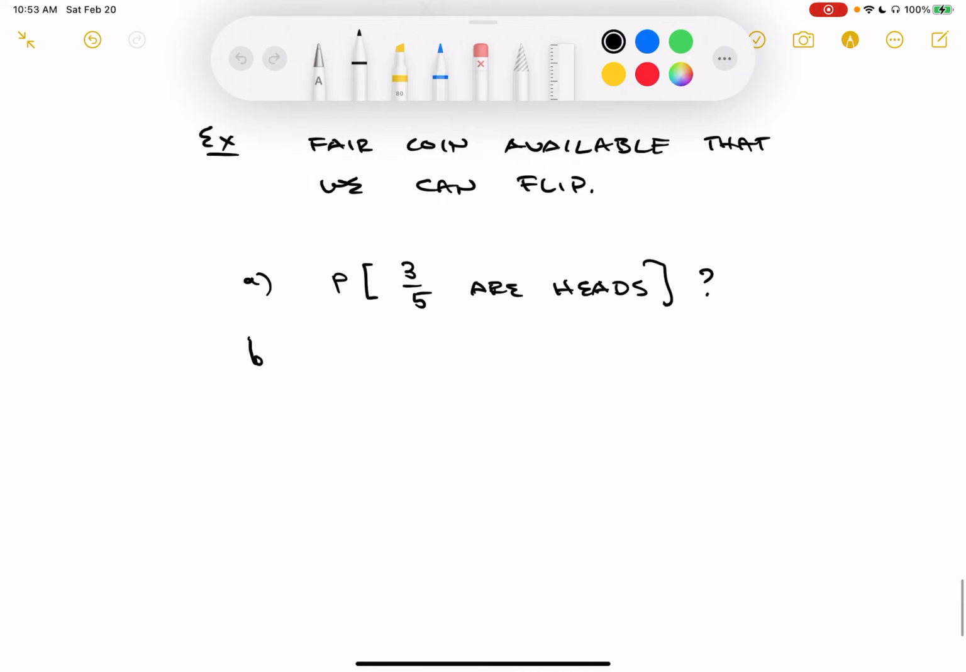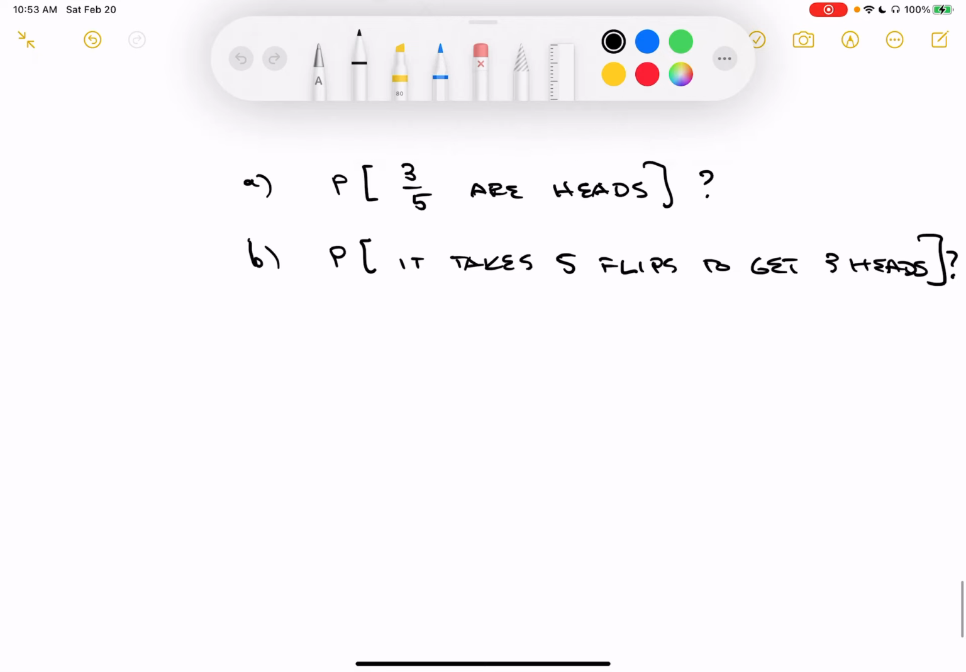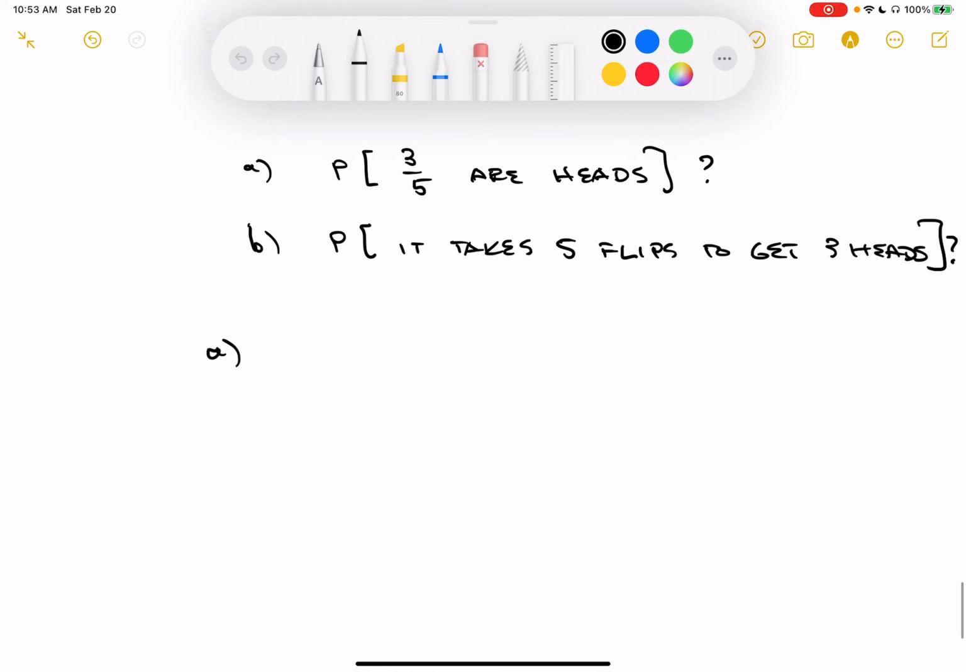And the second one I'm going to look at is what's the probability that it takes 5 flips to get 3 heads. Now these seem on the surface similar, and they are similar, but they are not exactly the same. The first probability, if we take a look at A, right, what do we see out of that? We're looking for the probability that 3 out of 5 are heads.